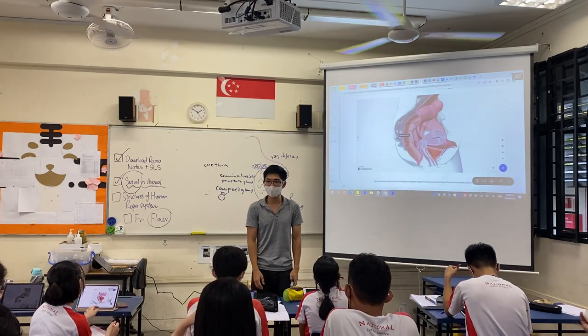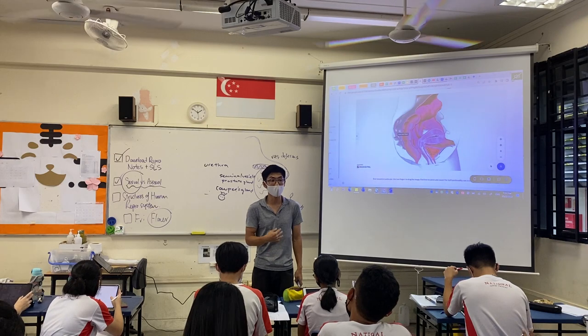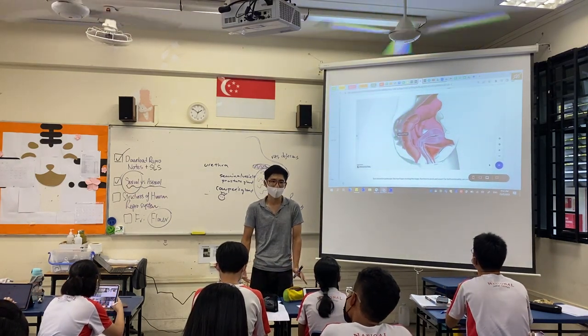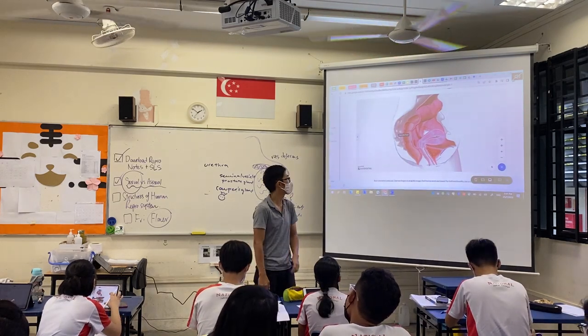Okay, can you settle down? Because I'm going to now do a quick recap of the female reproductive system. Next one here, we're going to talk about how it works. Female reproductive system: less complicated, fewer parts, but it performs a lot more functions than the male one does.